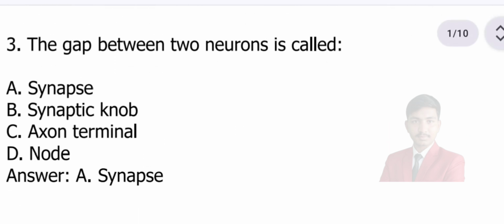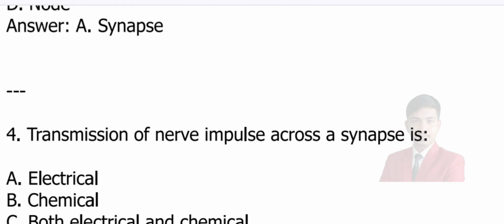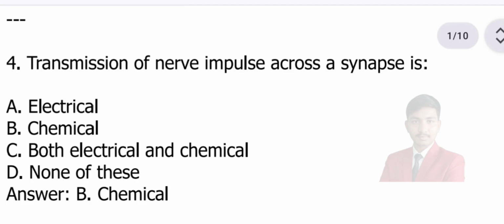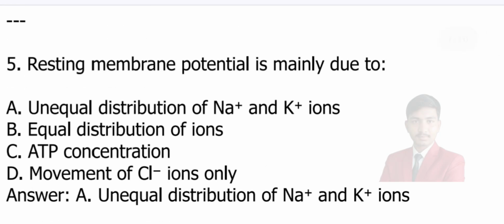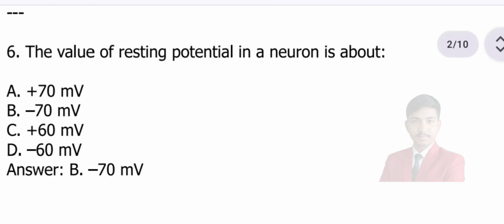The gap between two neurons is called synapse. Transmission of nerve impulse across a synapse is chemical. Resting membrane potential is mainly due to unequal distribution of Na+ and K+ ions. The value of resting potential in a neuron is about -70 mV.